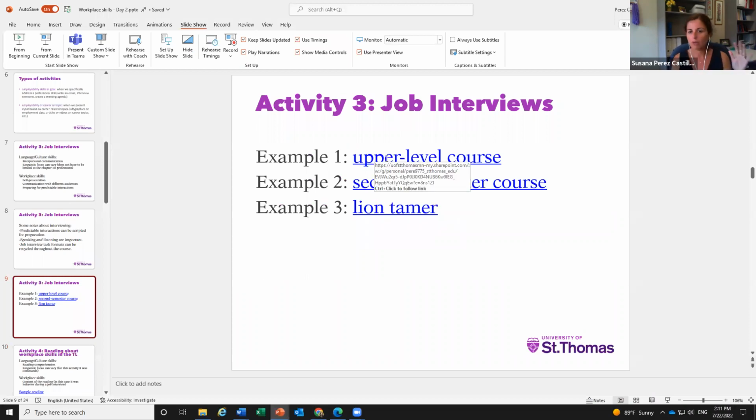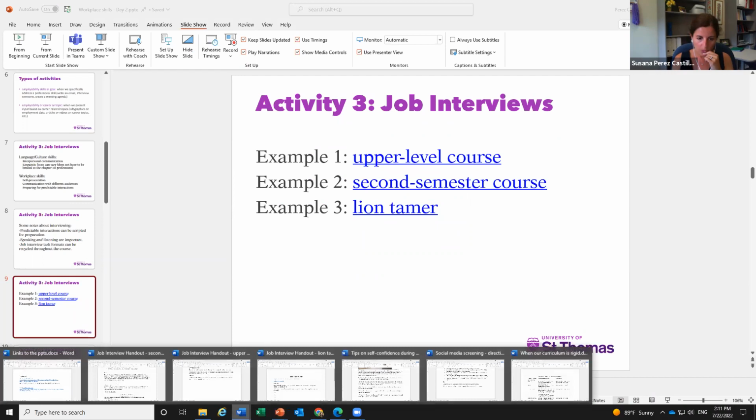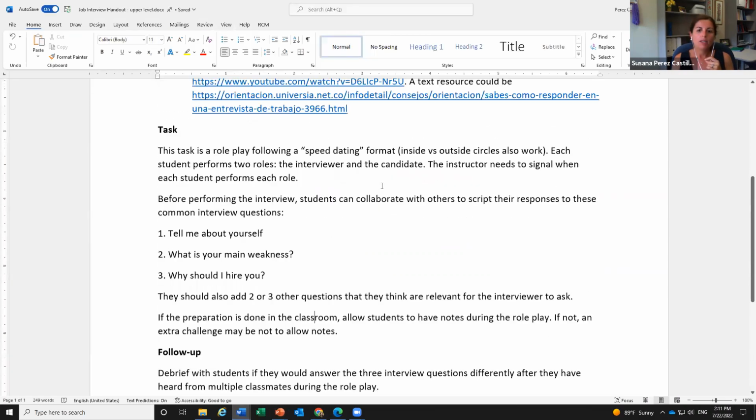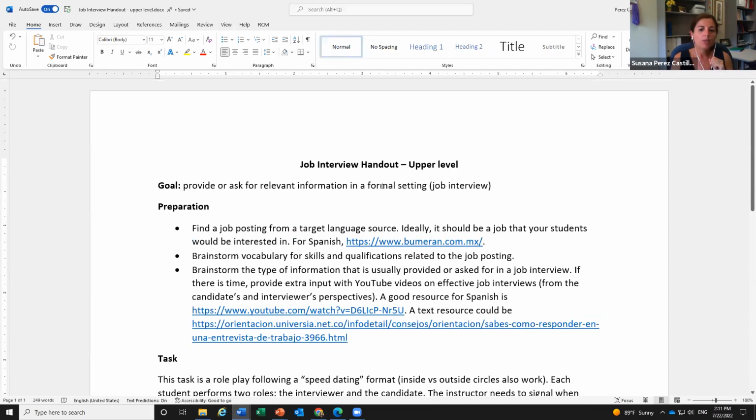Let's start with the upper level course. So for the upper level course, which one is it? Okay, so this is the handout. We have the link there. The goal here is to provide or ask for relevant information in a formal setting, a job interview.